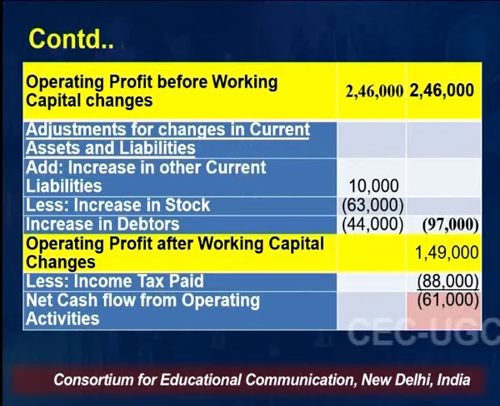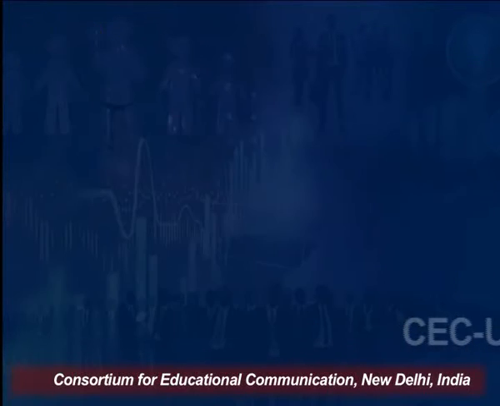Then comes adjustment for change in current assets and current liabilities. Any increase in current asset will be subtracted and decrease will be added. So by following that principle, we have taken care of those current assets and liabilities, and after adding and subtracting those values, we have found operating profit after working capital changes, that is 1,49,000. And here comes the role of income tax payment. We have shown income tax paid rupees 88,000, and the resultant value is net cash flow from operating activities. So after making all this adjustment, we are through with the first segment of statement of cash flow.